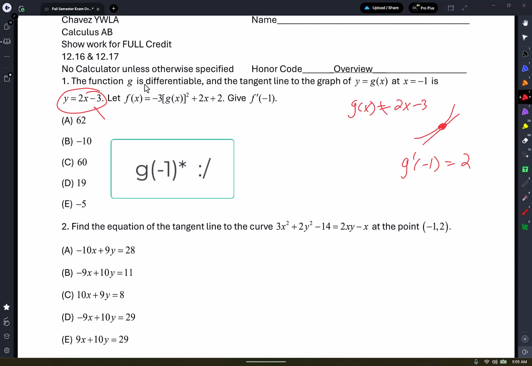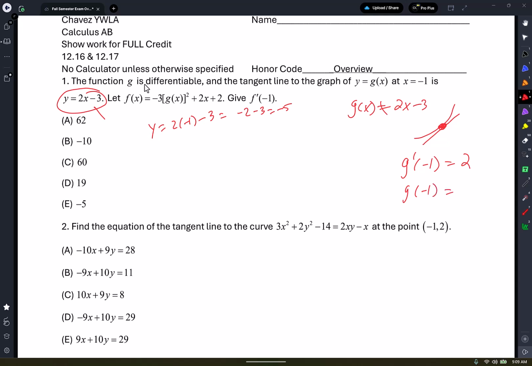So let's see, y equals 2 times -1 minus 3. So -2 minus 3, so -5. g of -1 is -5 because the tangent line and the curve share that same point. Does that make sense, guys? Okay, so now that we did that, let's go ahead and take the derivative of this.